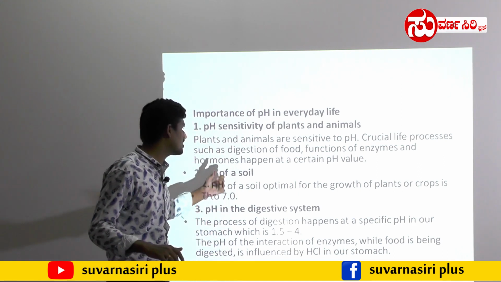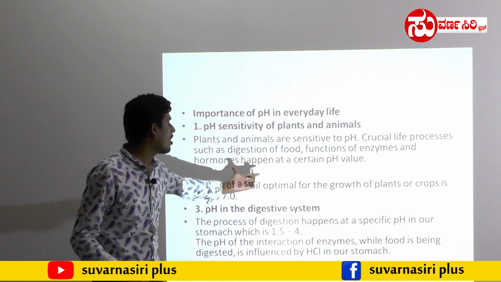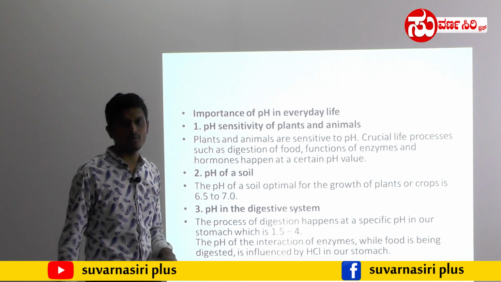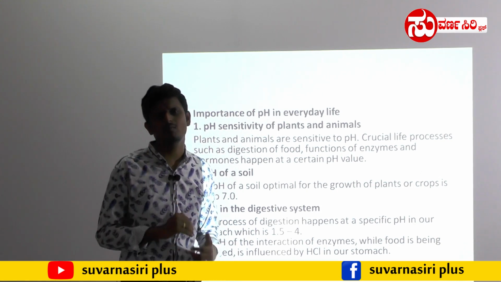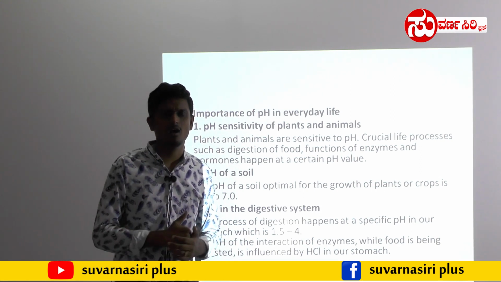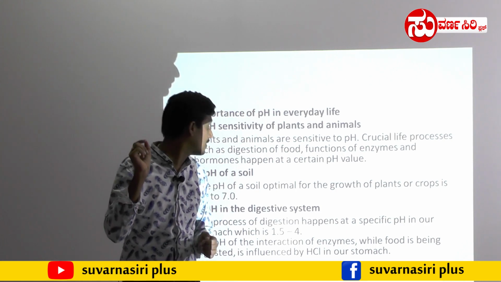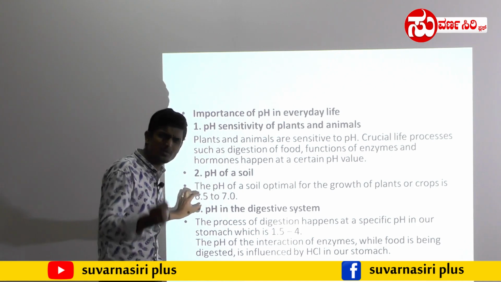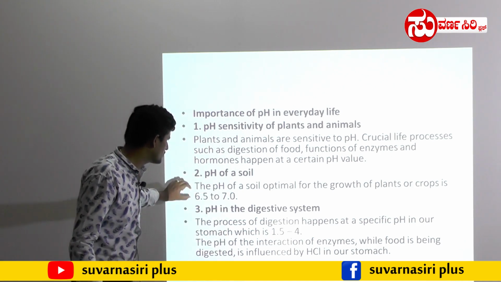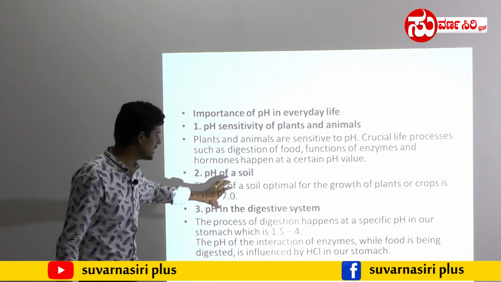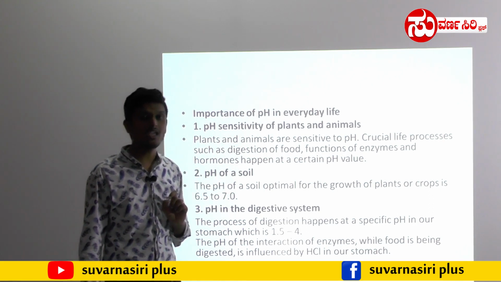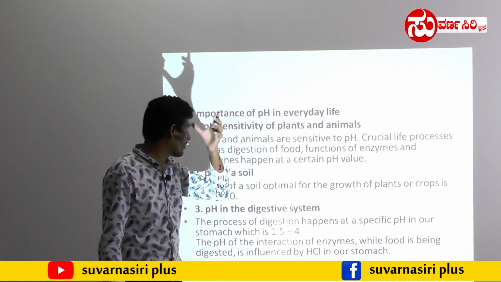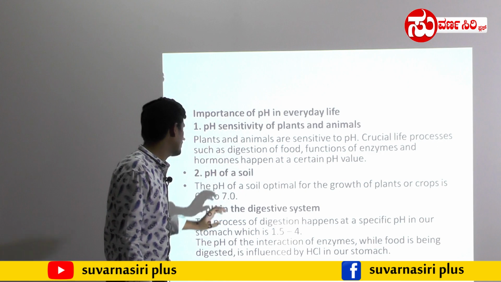So the next one, pH of the soil. The pH of the soil optimal for the growth of plant crops is 6.5 to 7. The pH should be slightly acidic. I already told that 7 is neutral. So to grow plants very well, the pH should be slightly acidic, that is 6.5 to 7.0. In this condition the plants will grow very well.